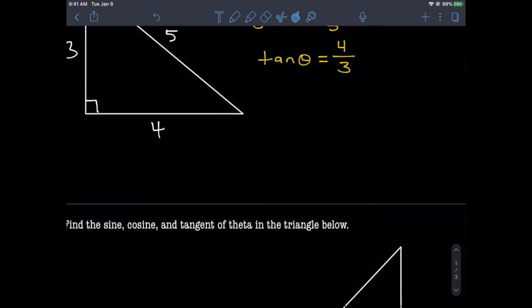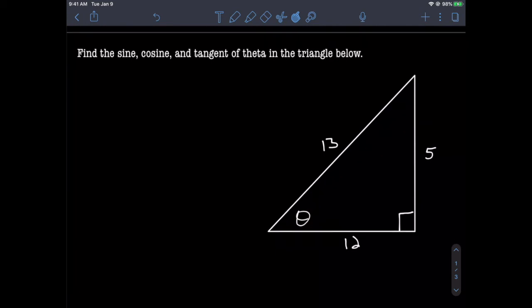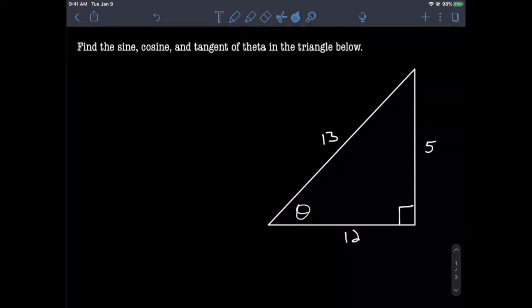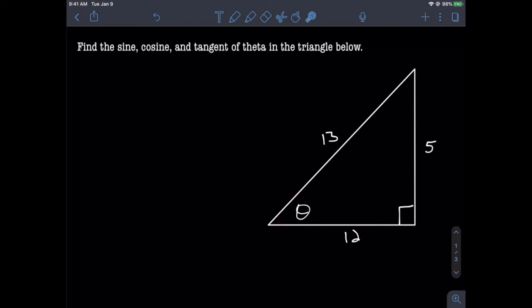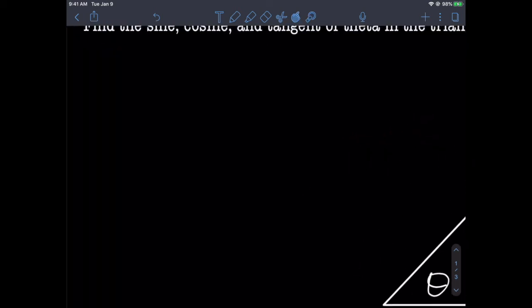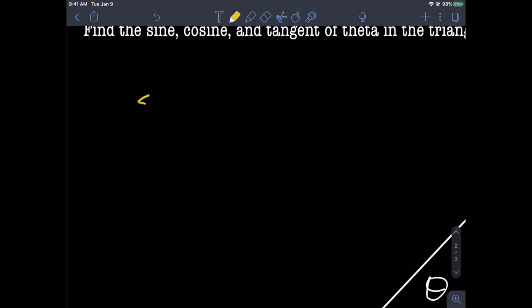Okay, so moving on here, our next triangle has side lengths of 5, 12, and 13, and we want sine, cosine, and tangent of theta. Theta, of course, is here, and we're going to use that to identify our opposite side, which is 5, our adjacent side, which is 12, and our hypotenuse, which is 13. And with this information and our knowledge of SOHCAHTOA, we could solve this problem super fast. Sine, aka SOH, needs the opposite and the hypotenuse. That's 5 over 13.